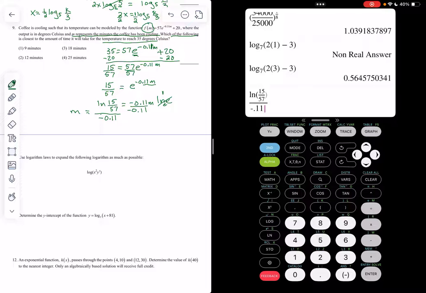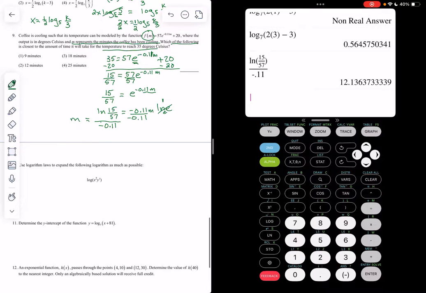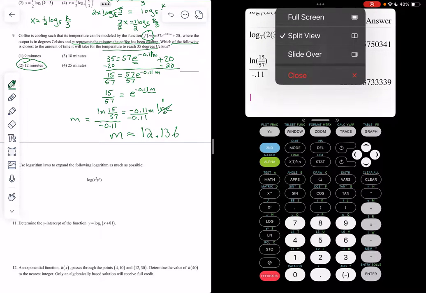Okay, and if we did everything right, we get m is equal to 12.136. Okay, so the closest one is 12. Right, like I said before, I messed up. I forgot that negative, and I had a negative 12.136. I was like, oh, but it always works out at the end.